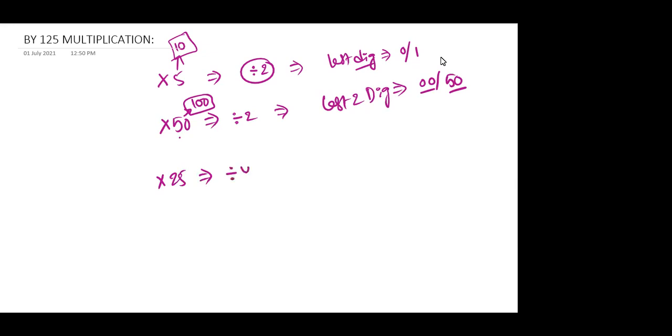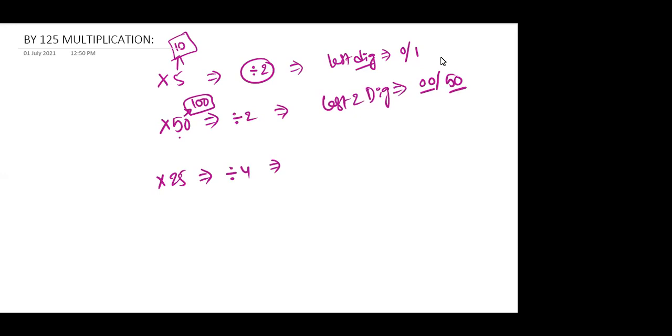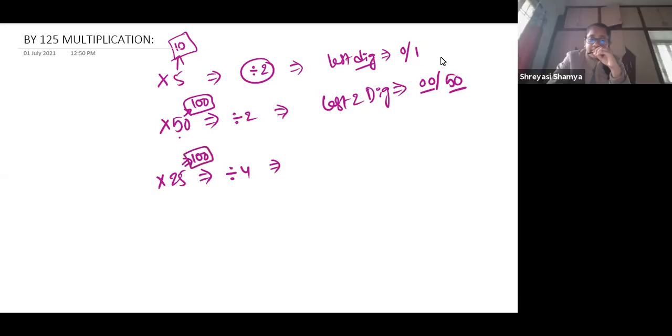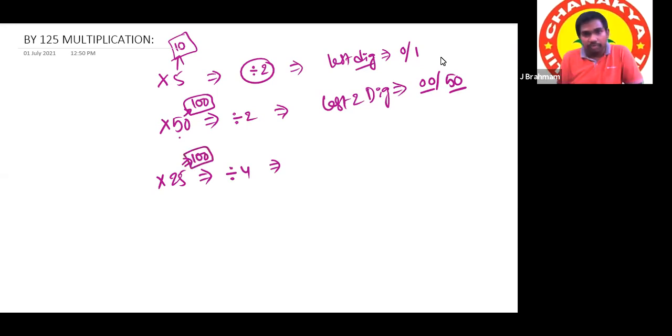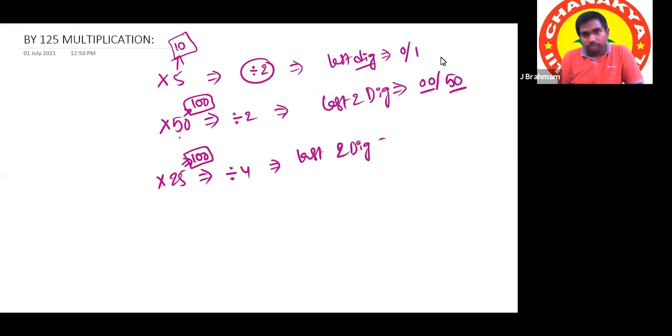We divide the given number by 4. And here we have to place the last two digits, because we have made 25 as 100. That's why 100 consists of two zeros, and that's why we'll think of the last two digits. Because 100 divided by 4 is equal to 25. So the last two digits will be based on the remainder.